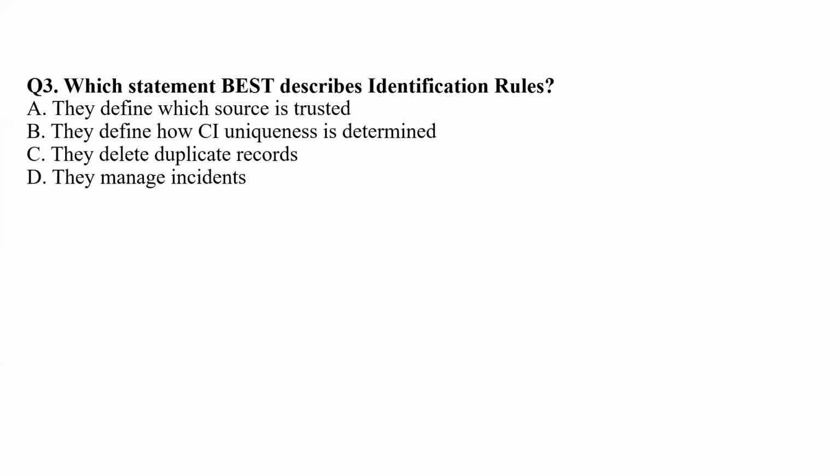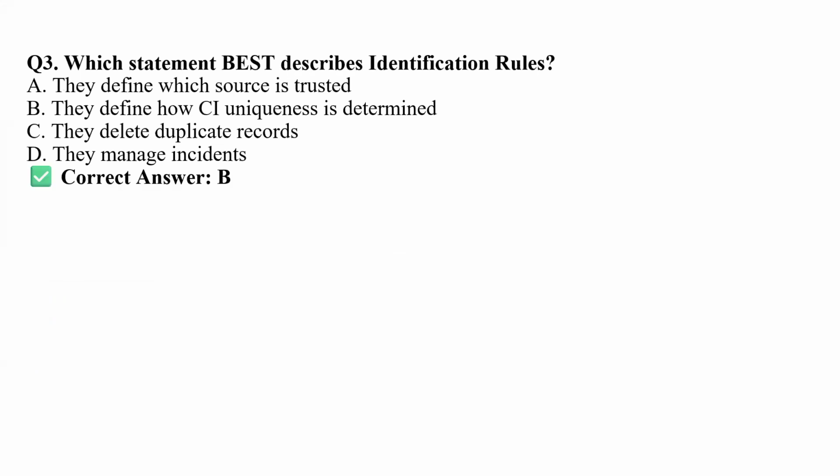Next one. Which statement best describes identification rules? Option A, they define which source is trusted. Option B, they define how CI uniqueness is determined. Option C, they delete duplicate records. Option D, they manage incidents. The correct answer is option B, they define how CI uniqueness is determined.